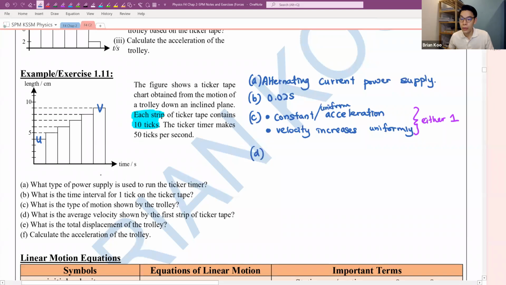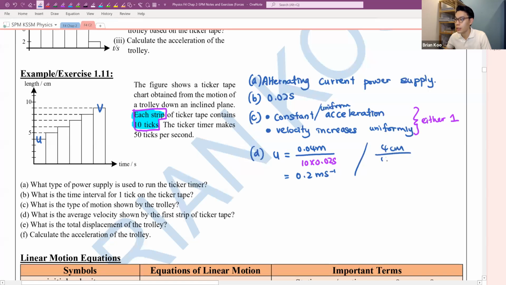So D, what is the average velocity shown by the first strip of the ticker tape? I think you know this. This is 4 cm or 0.04 meters first strip, divided by each strip is 10 ticks. In this short paragraph here, they wrote each strip is 10 ticks, so 10 times 0.02. You should get 0.2 meter per second, or you can do 4 cm over 0.2 seconds, you get 2 cm per second.